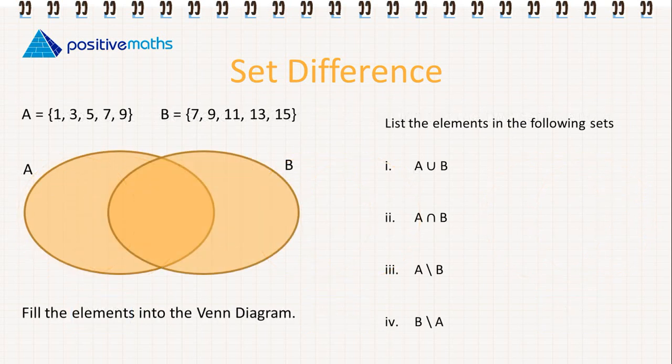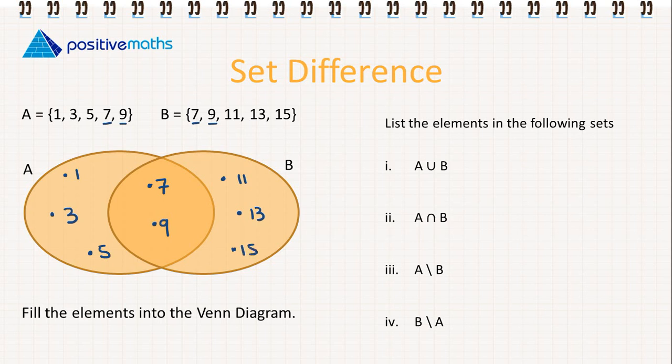So let's look at some basic problem solving. First thing we have to do on the left is fill the elements into the diagram. Okay, so we start off with any elements that are in the intersection. So we're looking at both sets, and we notice the 7 is in A and B, and 9 is in A and B as well. So we're going to fill them into the intersection first of all. Now we're going to fill in all the other elements that are in A, 1, 3 and 5, and all the other elements that are in B, so 11, 13 and 15.